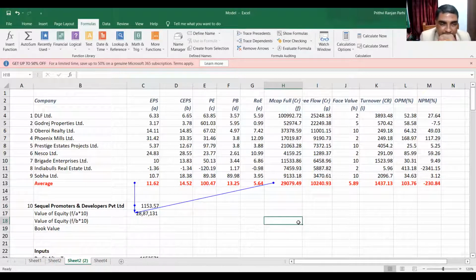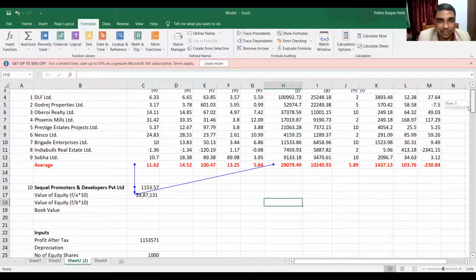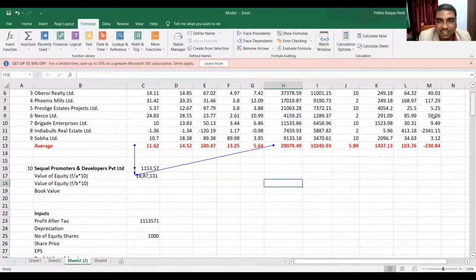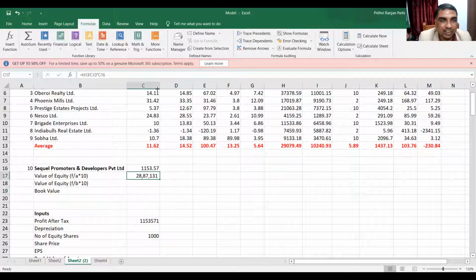Are you getting it? Now here, why I call it a model is because once this data is ready with you, then if you put any company's realty sector, what is profit after tax and number of equity shares, then the value automatically you will be getting. Yes or no? So this is one value I got.